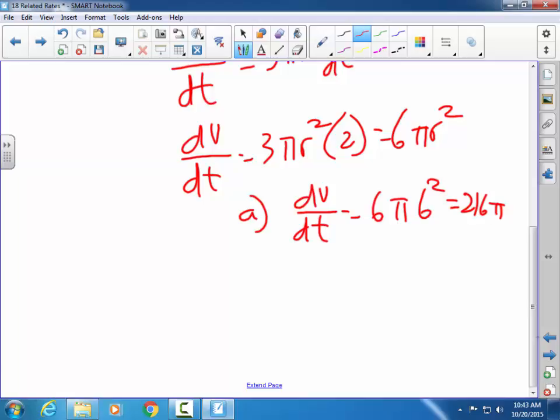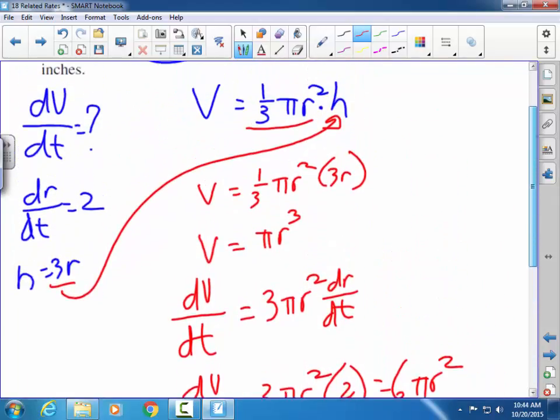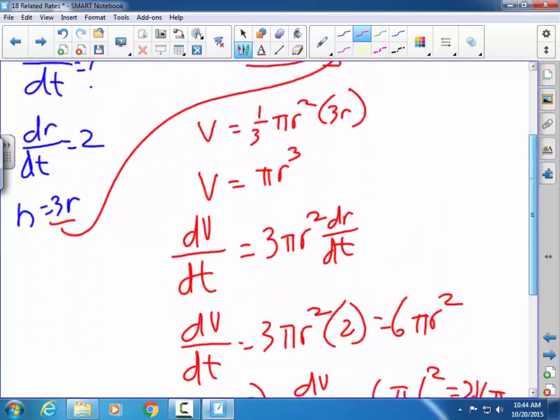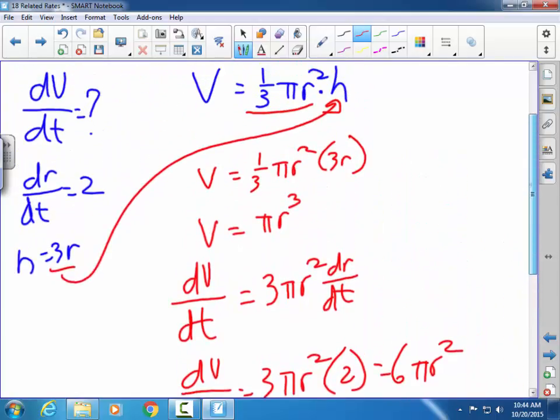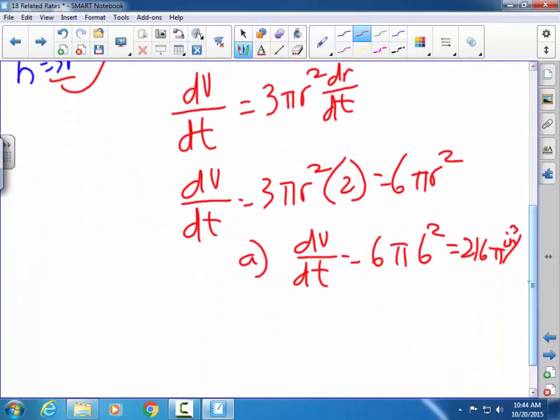What are the units going to be? It's dV over dt. So what should they be? Cubic inches per minute, right? Okay. How does squaring inches get us to cubic inches per minute?